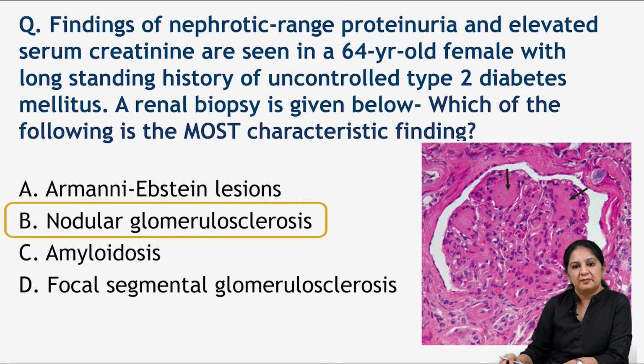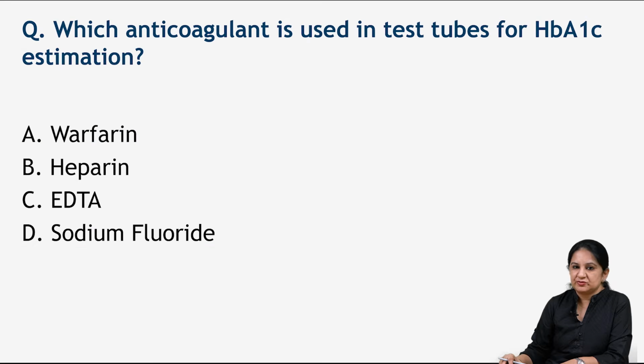Why is it not Armanni-Ebstein lesions? See, these kind of lesions are not seen in chronic cases. You can see it in acute stages. And amyloidosis, of course, this picture is entirely different. In amyloidosis, you will use a Congo red stain, birefringent apple green. Focal segmental glomerulosclerosis, again this is the incorrect option. So the correct option here is nodular glomerulosclerosis. Moving on to the next question.